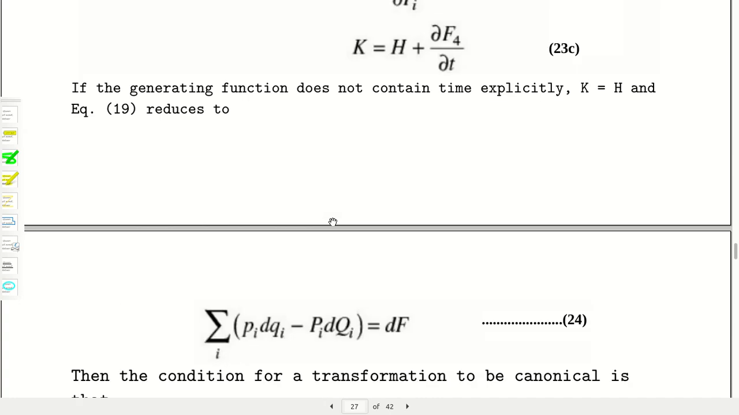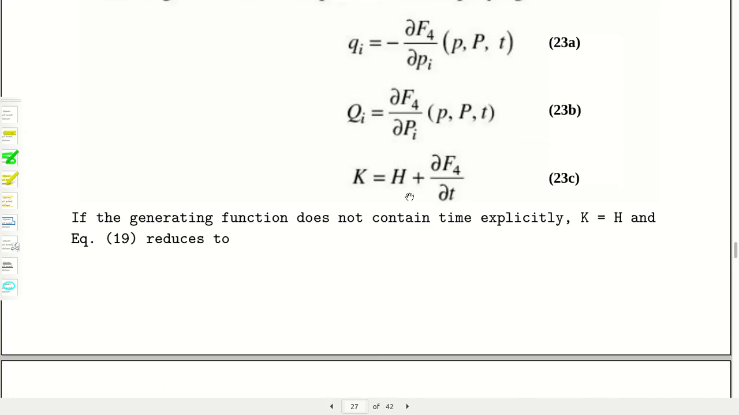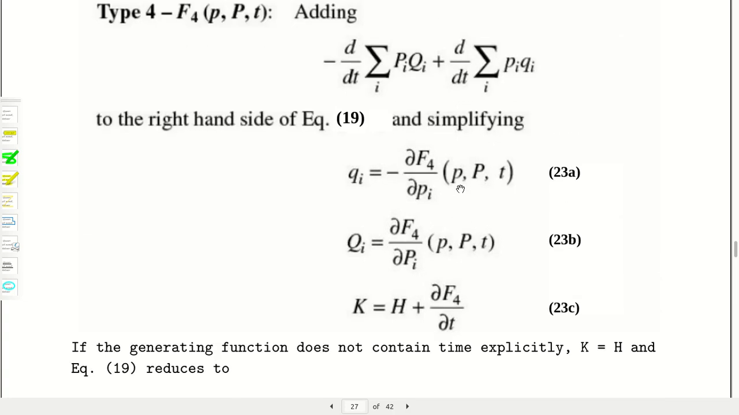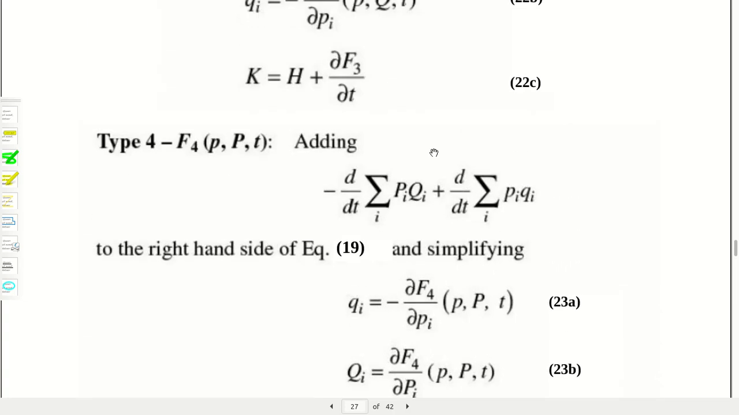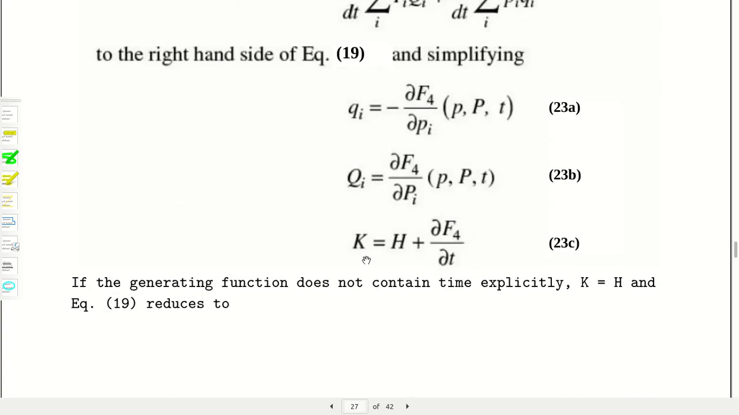Now, another important property we will discuss. In every case, in case of f1, f2, f3, f4, the four kinds of generating functions, if all are not a function of time explicitly, then you should get K is equal to H, that is, the new Hamiltonian is equal to the old Hamiltonian. The Hamiltonian in one reference frame is equal to the Hamiltonian in the second reference frame. Both are equal, not just invariant, they are equal in magnitude also. So this can be exploited.